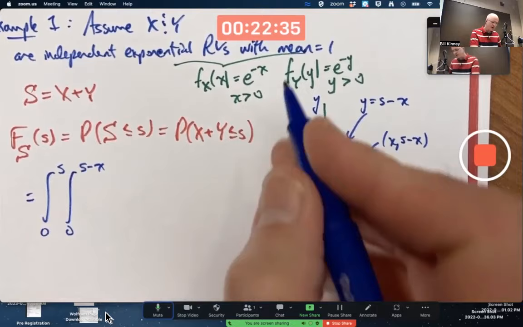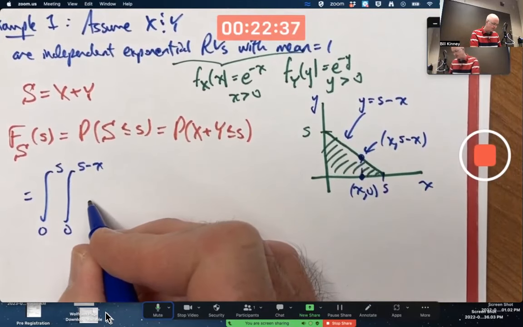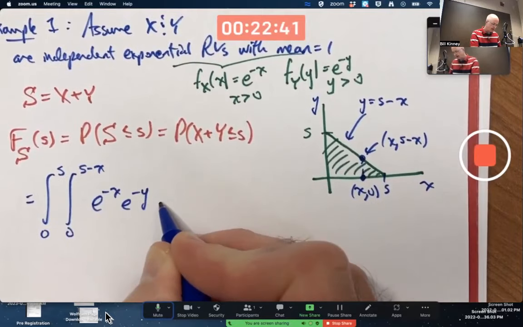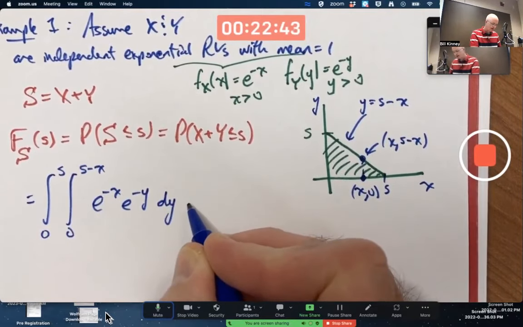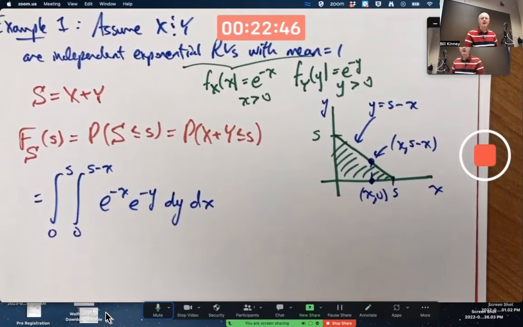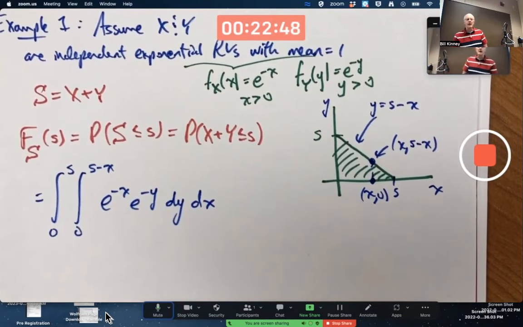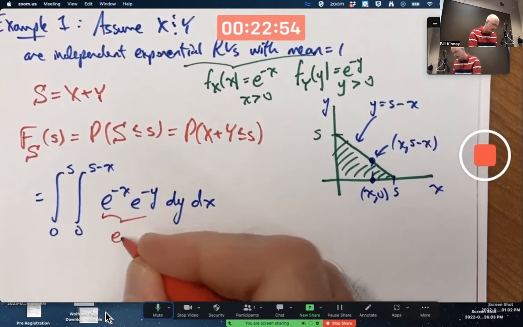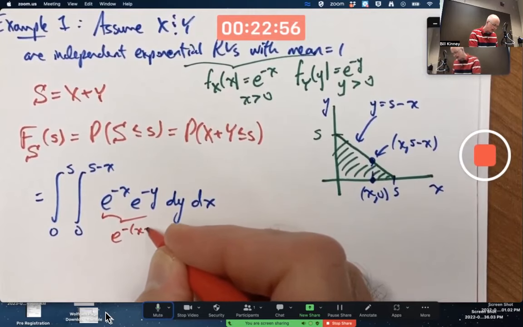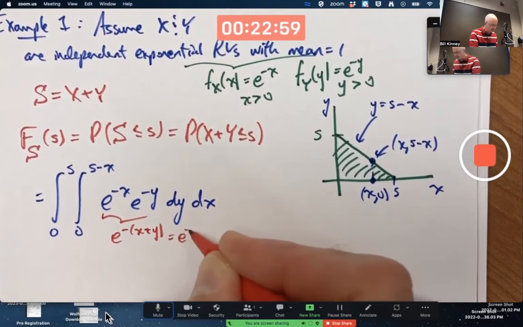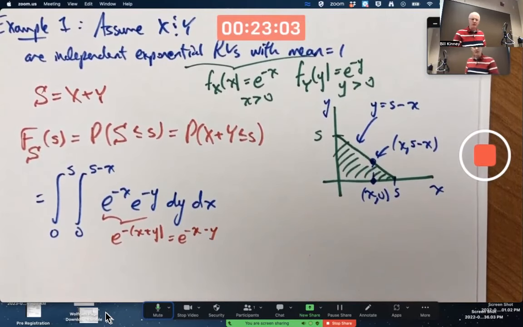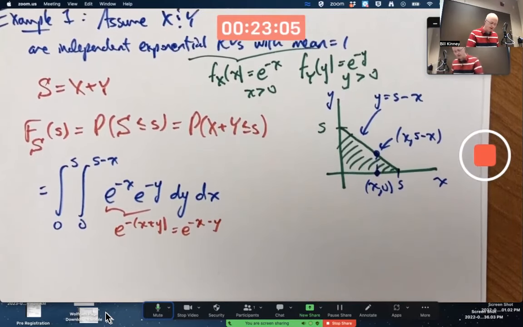Of the joint PDF, which will be the product of these two, I'm integrating with respect to y first, then with respect to x. I could combine these two things into one integrand like this, or like this. That's okay to do. Is it worthwhile to do? Yeah, I suppose that's probably worthwhile to do. That's a property of exponents.